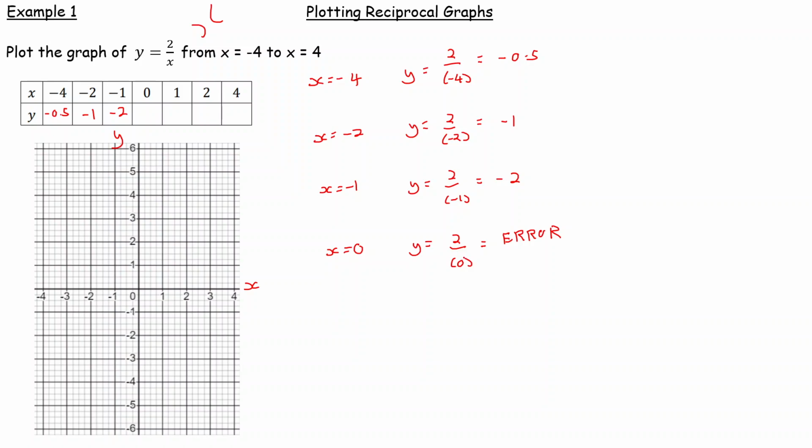And you just can't divide through by 0 in maths. It is not something you can do. You can do 0 divided by a number. That does exist. That is equal to 0. But that is not the case here. We're doing 2 divided by 0.